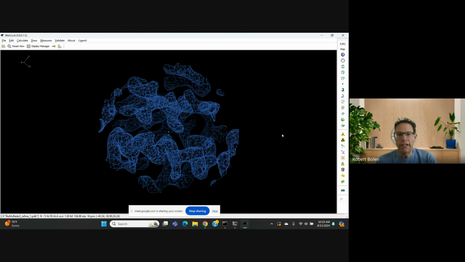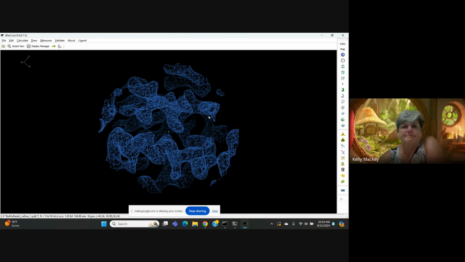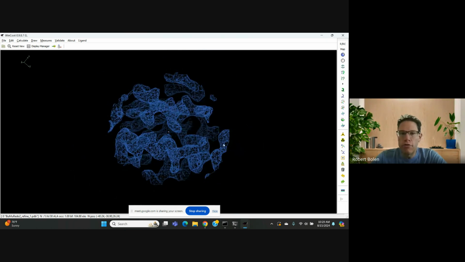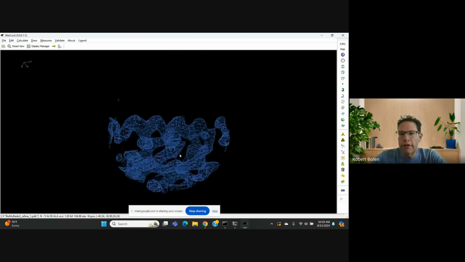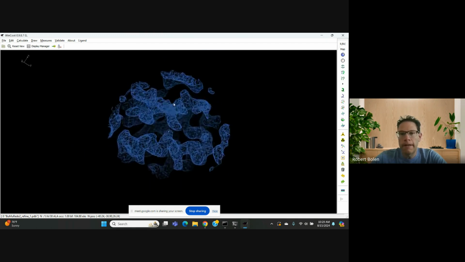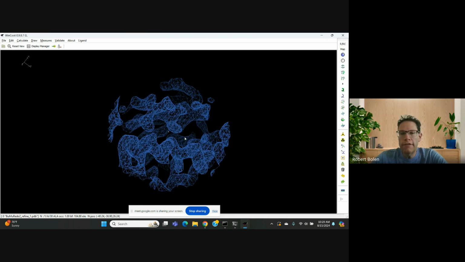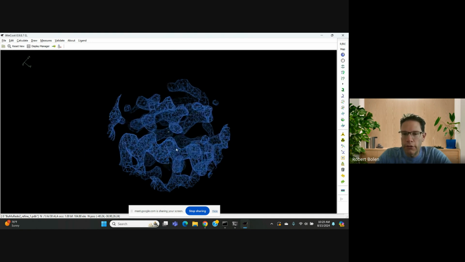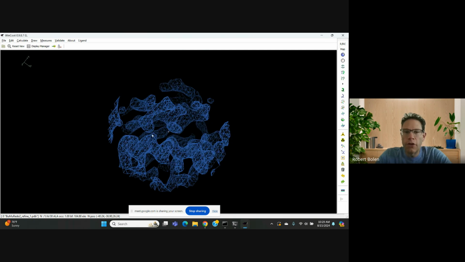Can you see my screen? Is my screen up with the blue cloud? Yes, I see the screen. So what we're looking at here, we're in the Coot program. This is the actual electron density that is produced by the beamline. When you look at this for the first time, it looks like a bunch of blobs. But if you've done this for a while, you can pick out areas where there's a little loop over here, and then there are some lobes.